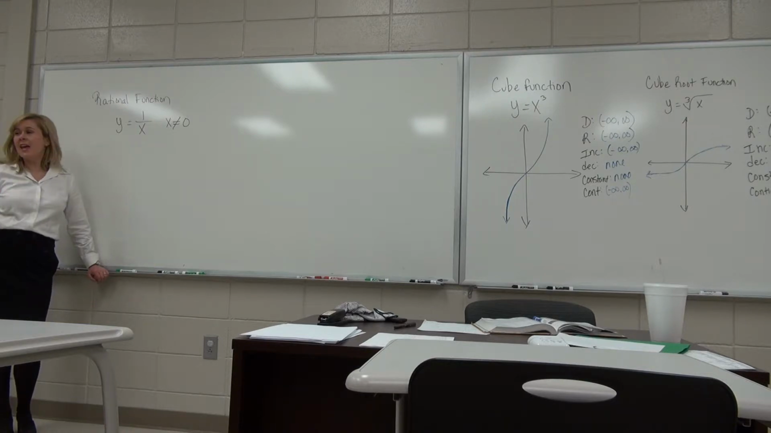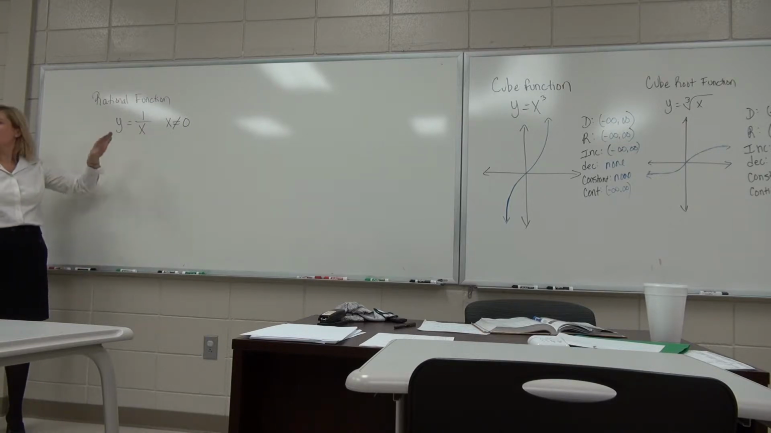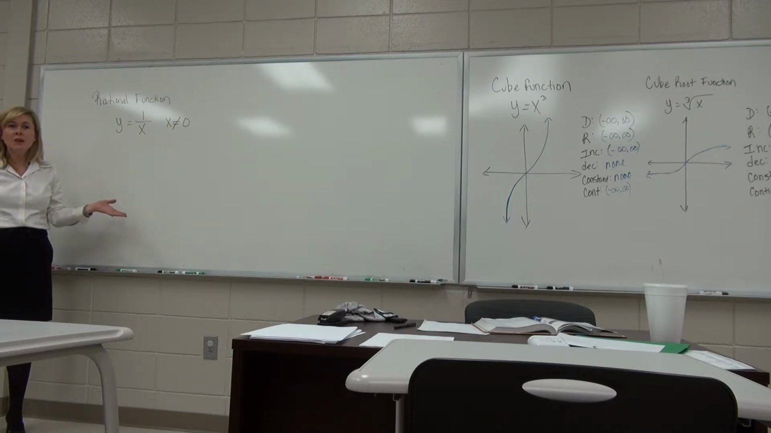Okay, so we're good that x can never be 0. What about my answer? Is there any number I can put in for x that would make this whole thing equal 0? Can this 1 ever be turned into a 0? No. So x can never be 0, but your answer, y, will never be 0 here either.